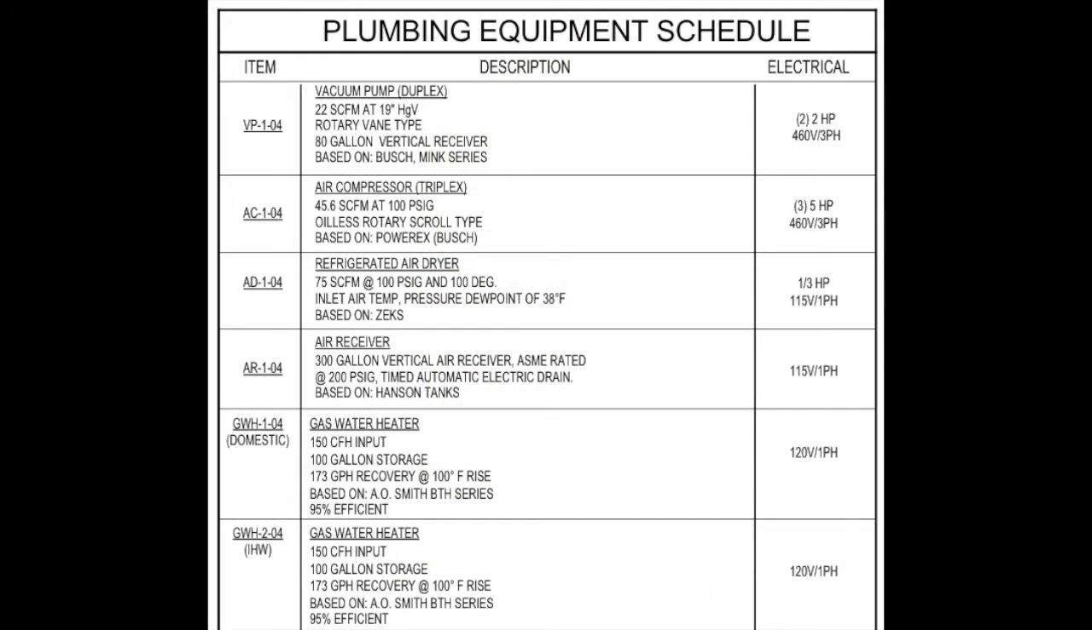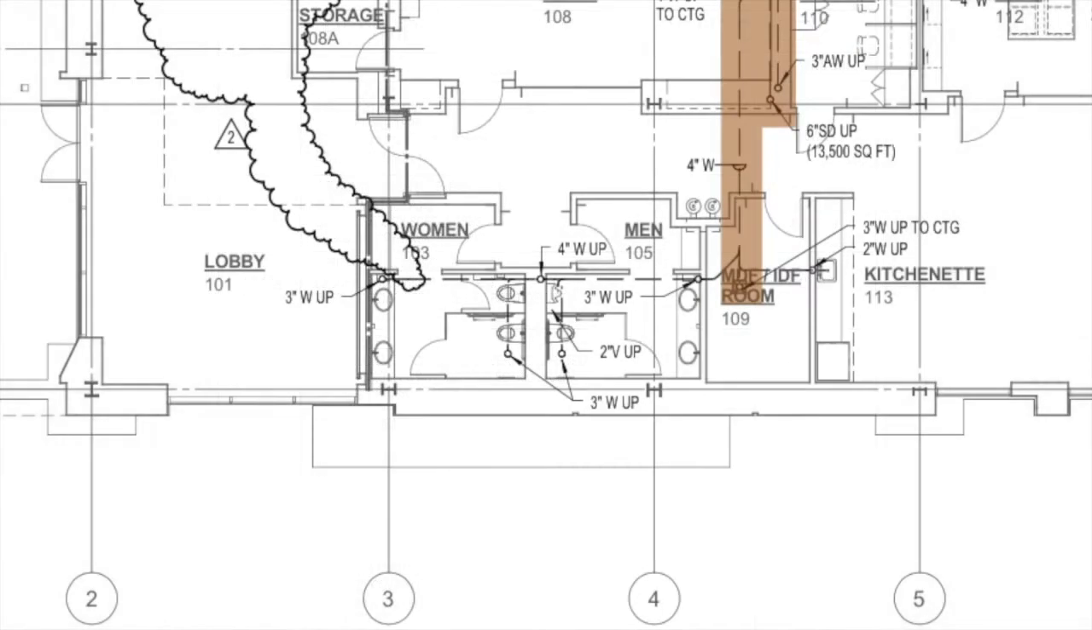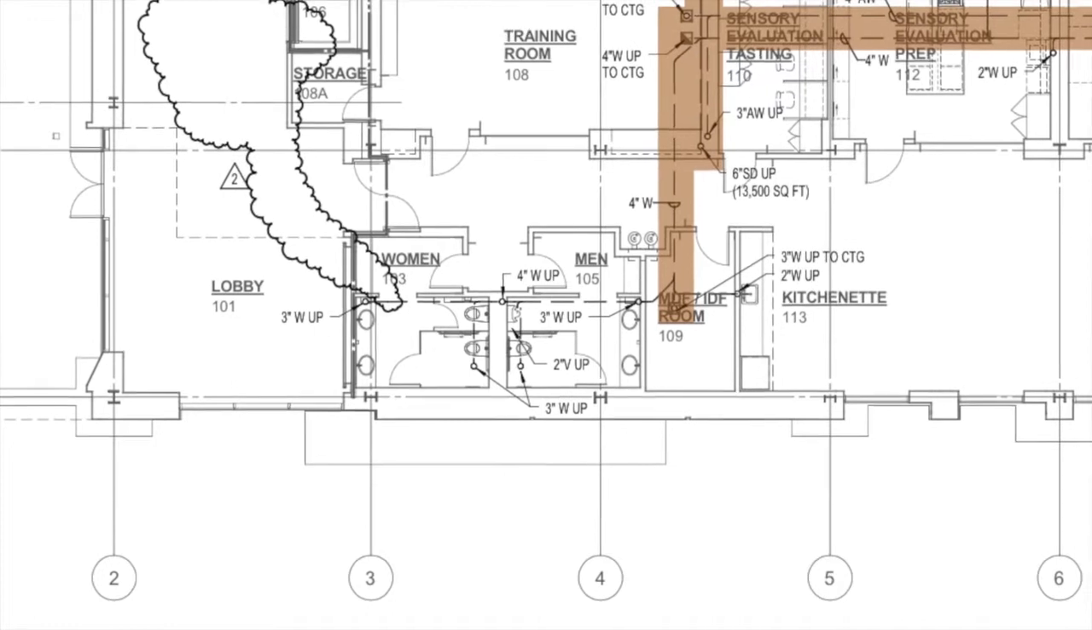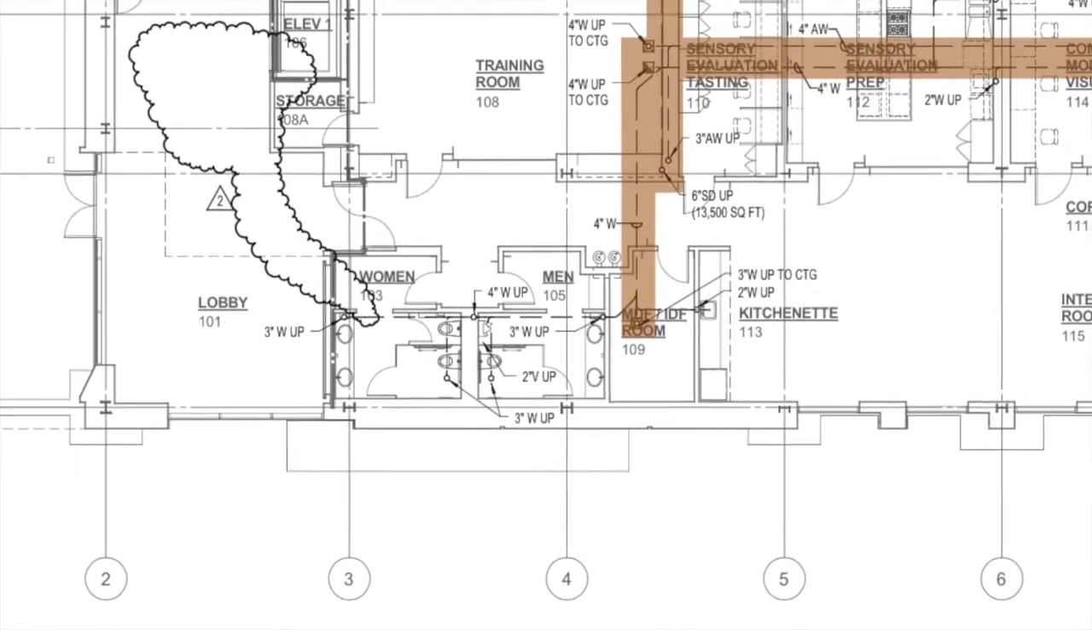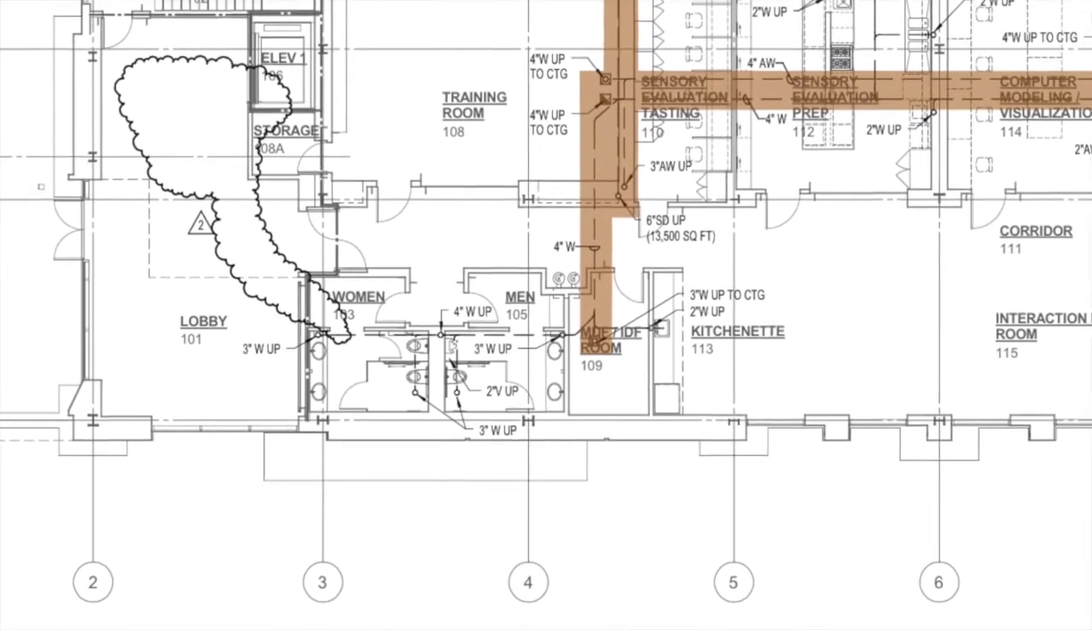Considering the complexity of the equipment required in a laboratory facility, more simplifications have been made to this area. Looking at the plumbing equipment schedule, the main components considered for estimation and scheduling are the vacuum pump, air compressor, and gas water heaters. The men's and women's restrooms have not been considered in the rough plumbing estimate. This work will be considered in the finished plumbing estimate and schedule.